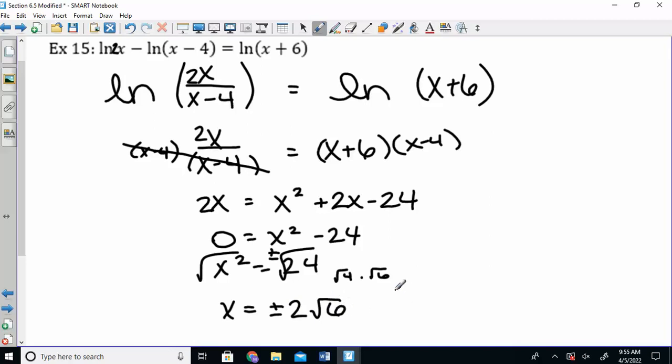You can also give a decimal on these. You know, in Math Excel, sometimes it says exact value, sometimes it asks for the decimal approximation. That's like 4.899. So are both of those answers okay? No. The negative one would not work. So my answer is just a positive 2 radical 6. Is that one all right?